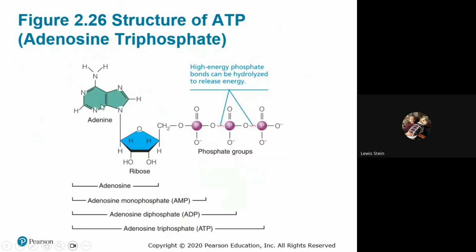So here you are. Adenine and ribose make adenosine, better than I could illustrate it. Here are the phosphate groups. That little squiggle over there is a high energy bond. Why is it high energy? Phosphates have a negative charge. This is how you draw them: PO4 with a negative charge.